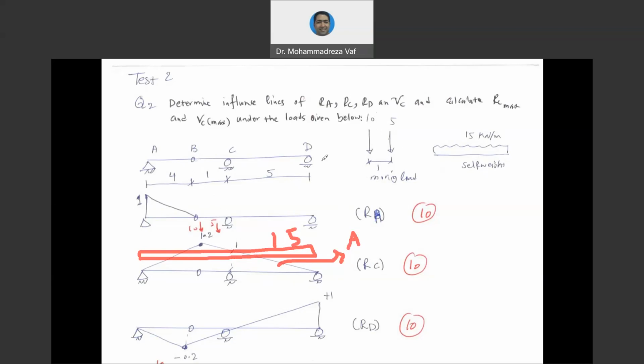So the best case is to put this 10 kilonewton exactly at 1.2. And the distance between two loads is given to us as a constant value of 1. So 1 meter after that, we reach point C. And at point C, the height of the influence line is 1. So 10 multiplied by 1.2 and 5 multiplied by 1 is giving us the reaction of RC due to the moving load. So you need to sum it up with the value that you get from the uniform load, and that would be the RC max.